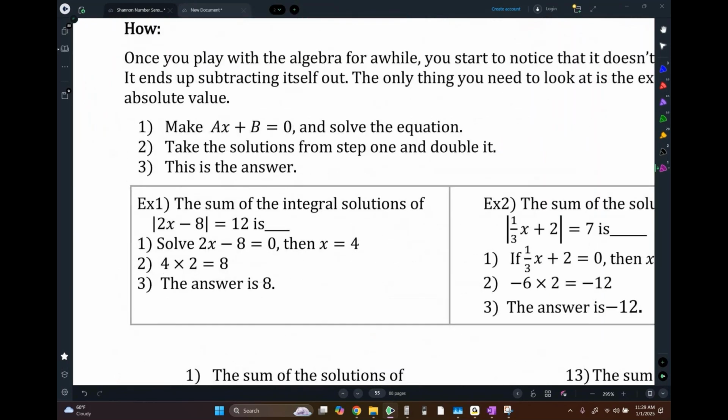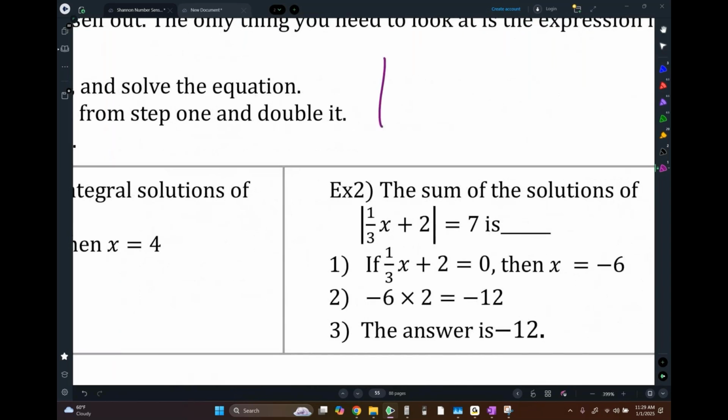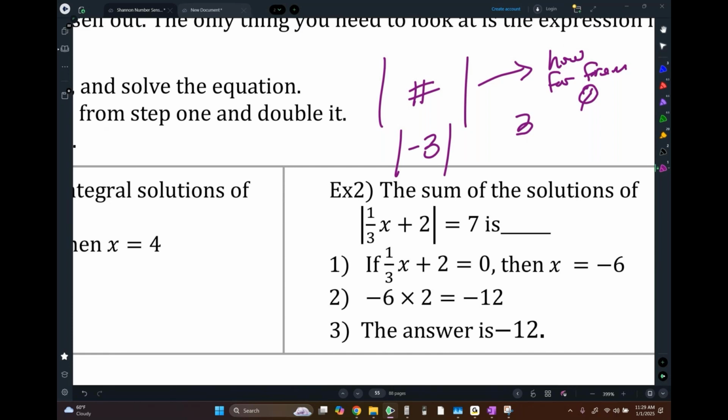Okay, let me really quick explain what an absolute value is. An absolute value, when you put a number in here, it just means how far from 0, okay? So this is cool. What's the absolute value of 3? How far is 3 from 0? 3. How far is negative 3 from 0? 3. So it's the same answer, right? When you take the absolute value of something, you just make it positive is basically what you're doing, okay?